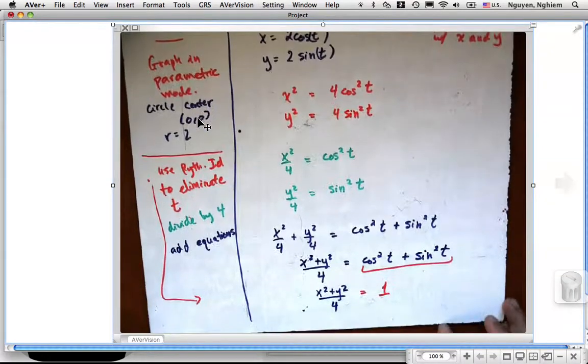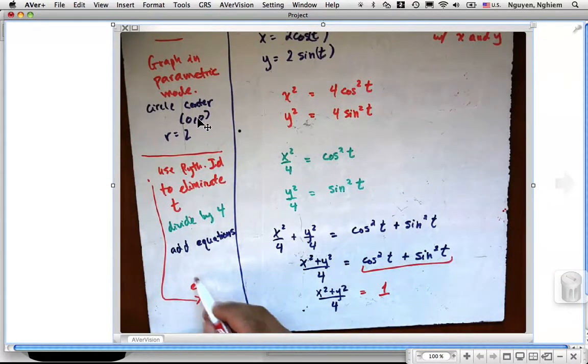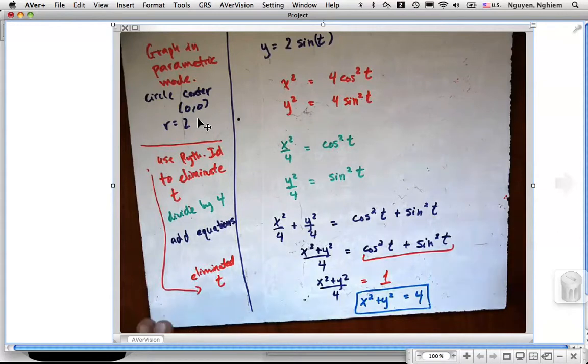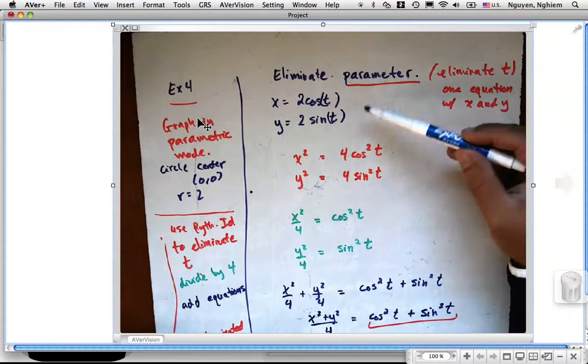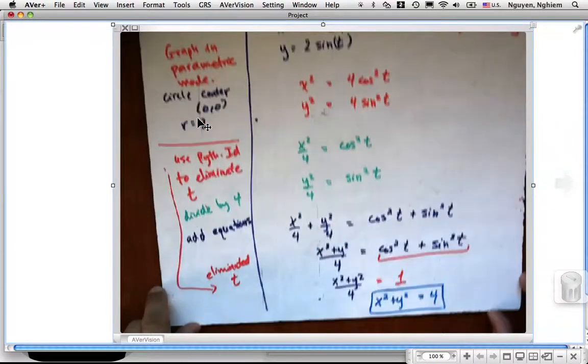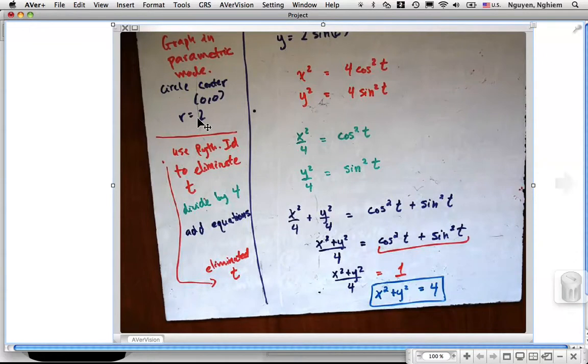Now we have eliminated t. In my final step, just to clean this up a little bit, I'm going to multiply both sides by 4 and get x squared plus y squared equals 4. And there you have it. We started out with two parametric equations, the advantage being that we can graph them, and then we finish with an equation that uses only x and y.